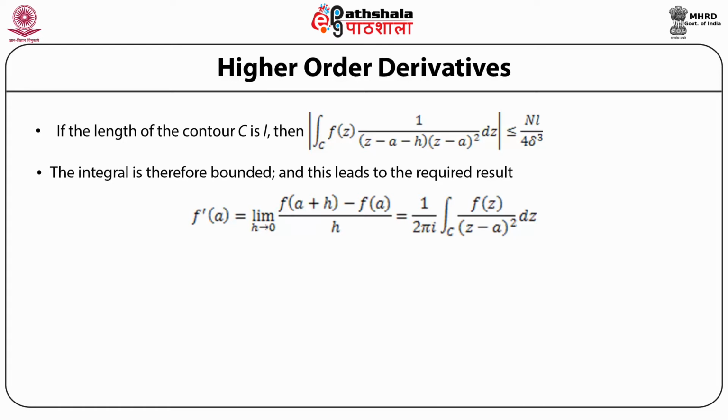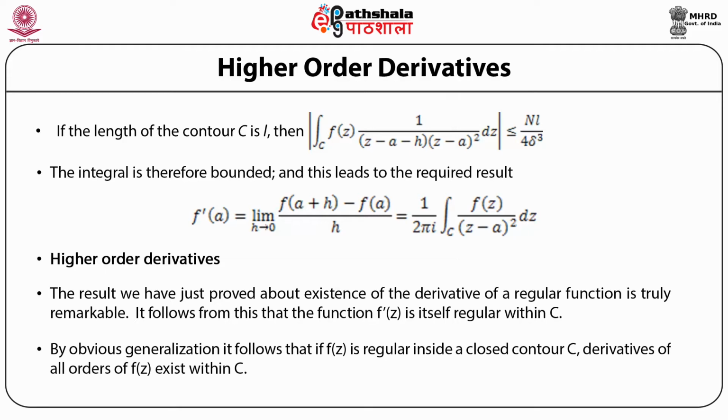f dash a is equal to the limit as h tends to 0 of f of (a plus h) minus f of a divided by h, equal to 1 divided by 2 pi i integral along C f(z) divided by (z minus a) square dz. Now let us see the higher order derivatives.